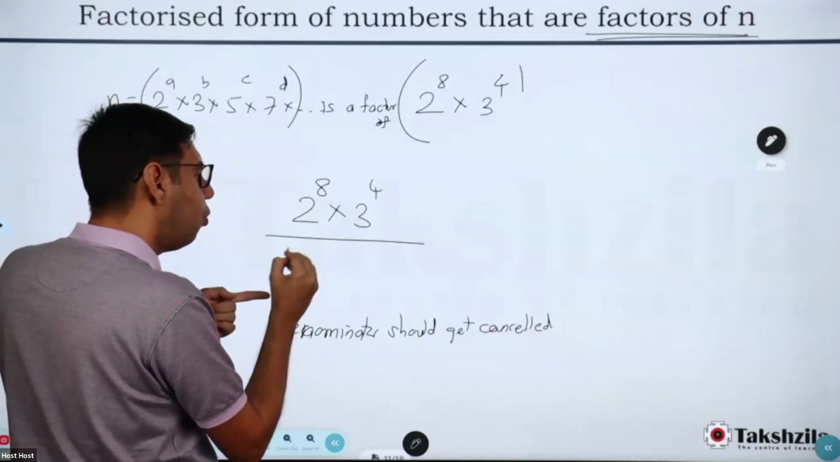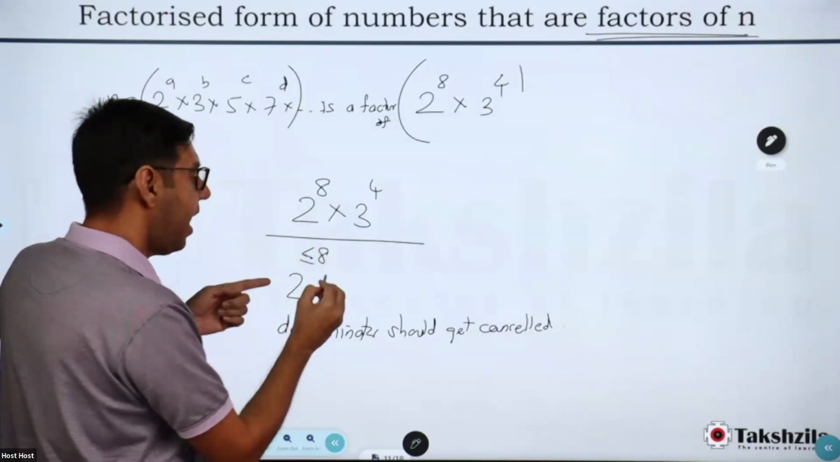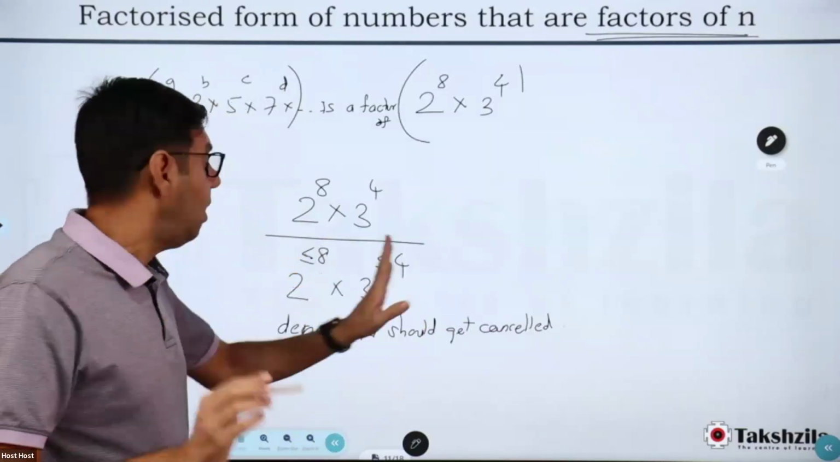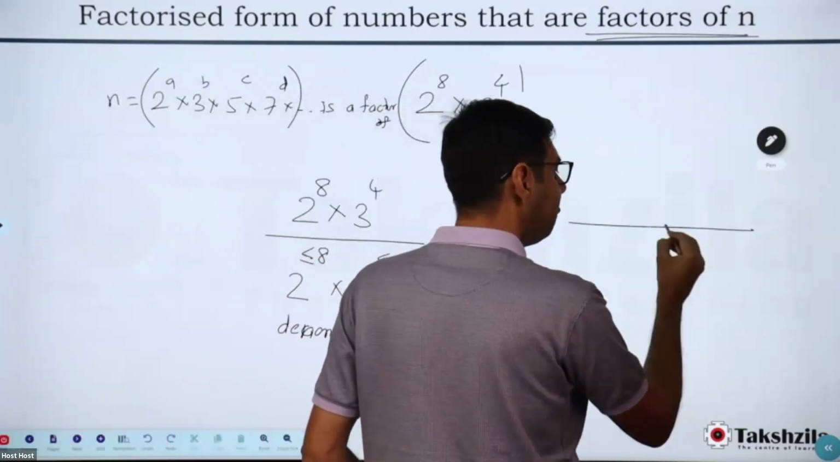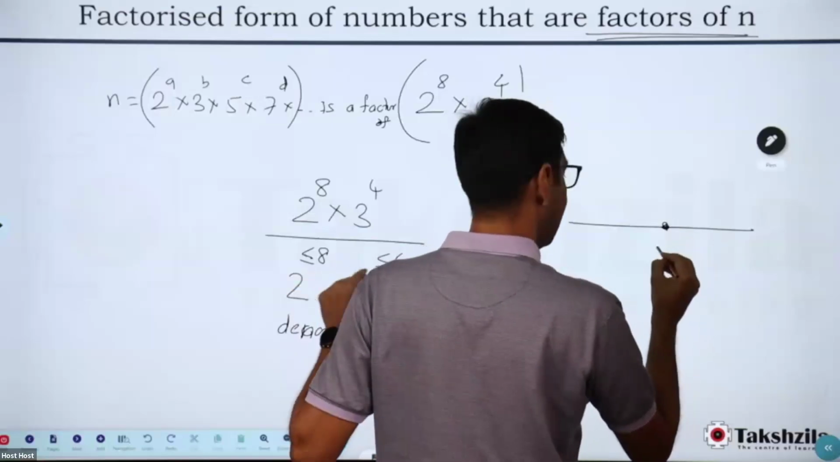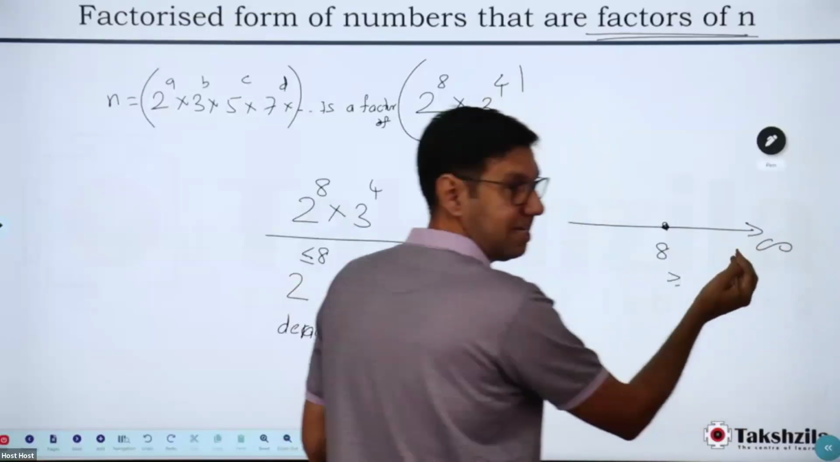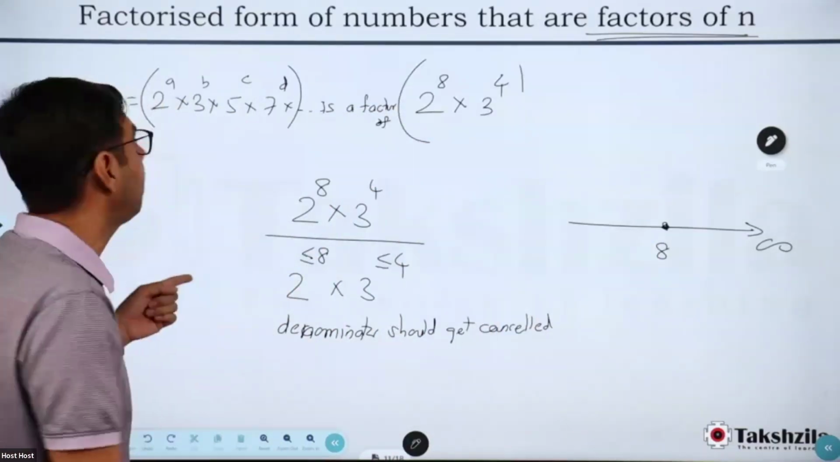It cannot be more than 8. It has to be less than 8. Okay, and similarly 3 has to be less than 4. Remember what we mean by the words greater than and less than. If I say greater than 8, it goes till infinity. Less than, can I go till minus infinity? Can I keep going on?